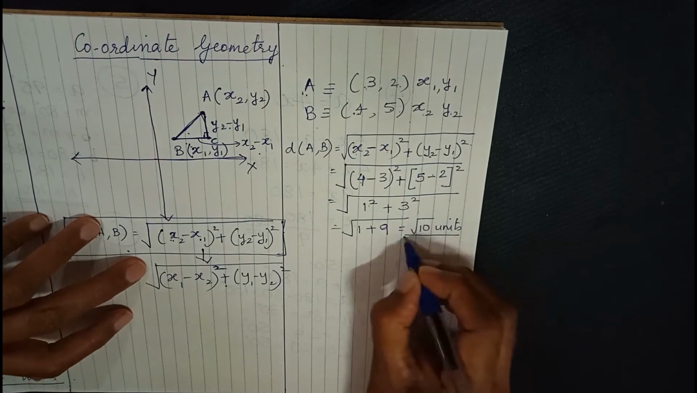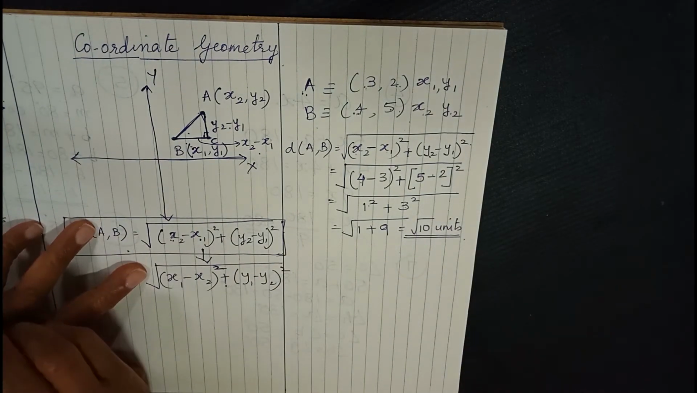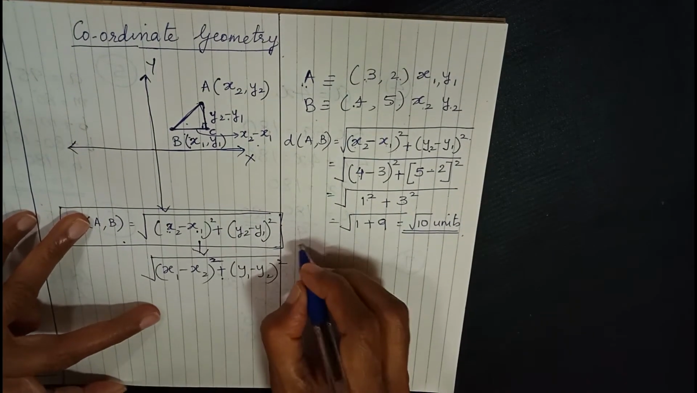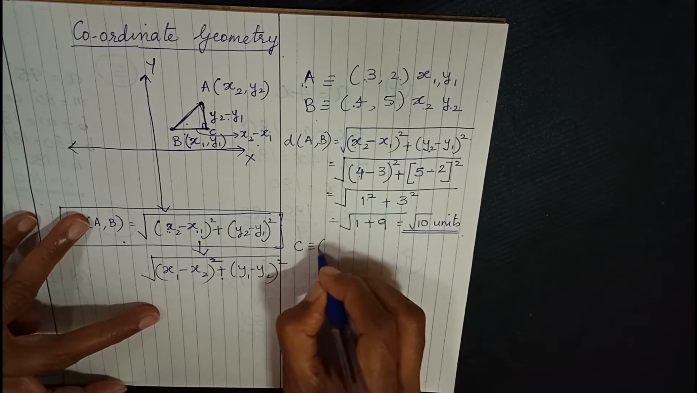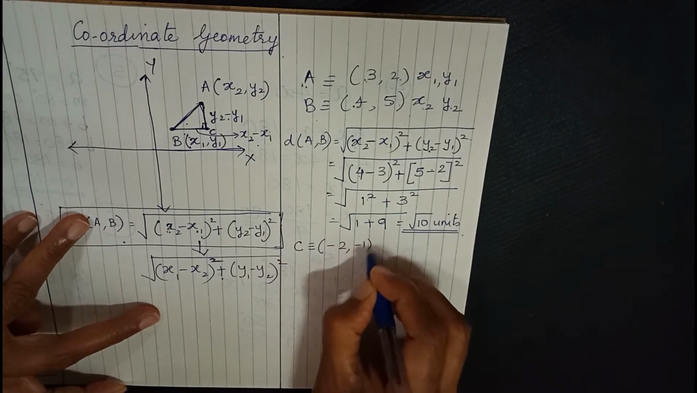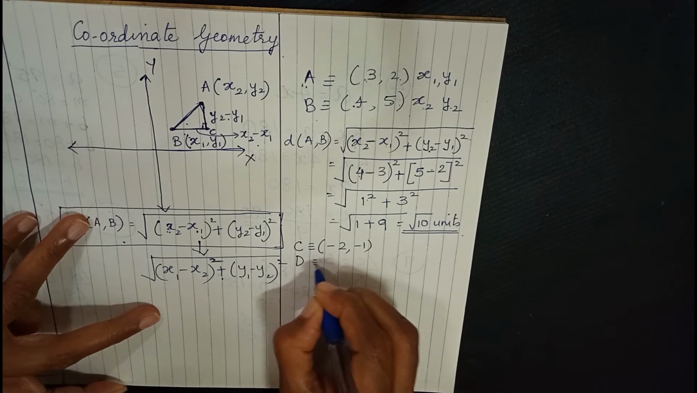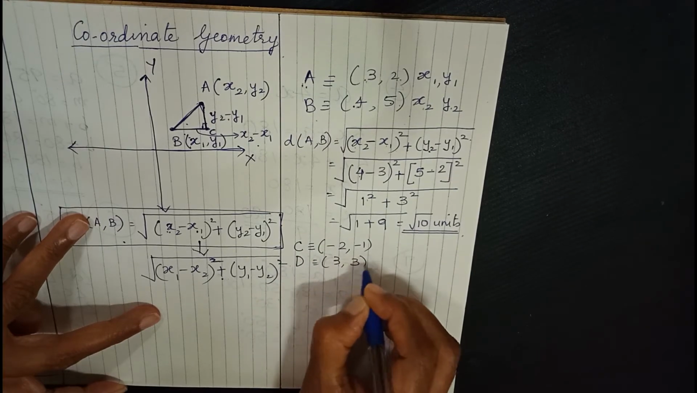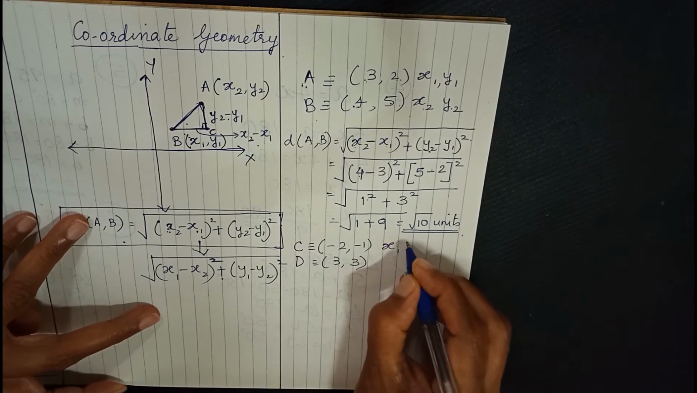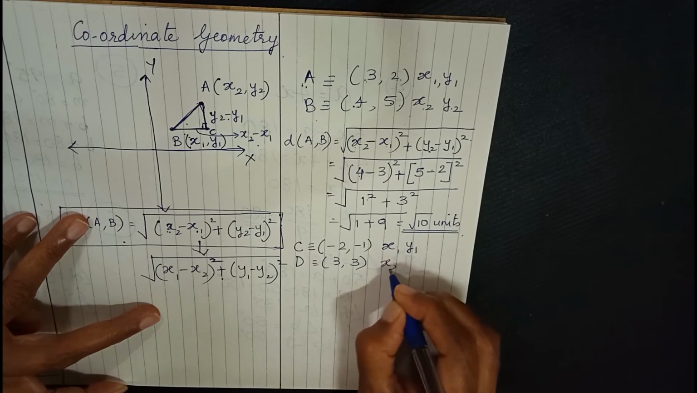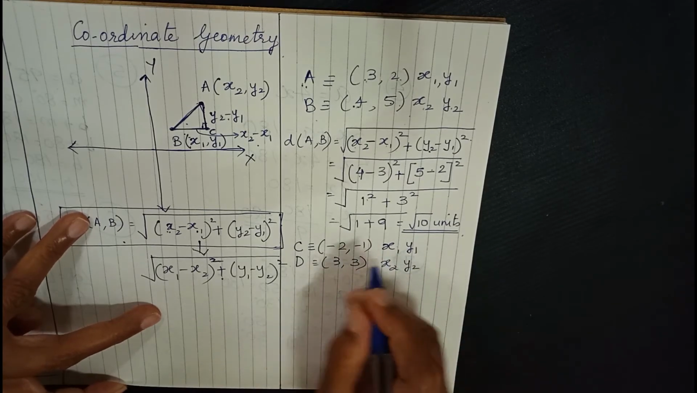So what we got is that distance AB is root 10 units. Let's do another formula. Let us say C is (-2, -1), D is (3, 3). So again I assume the first point as x1, y1, second point is x2, y2.